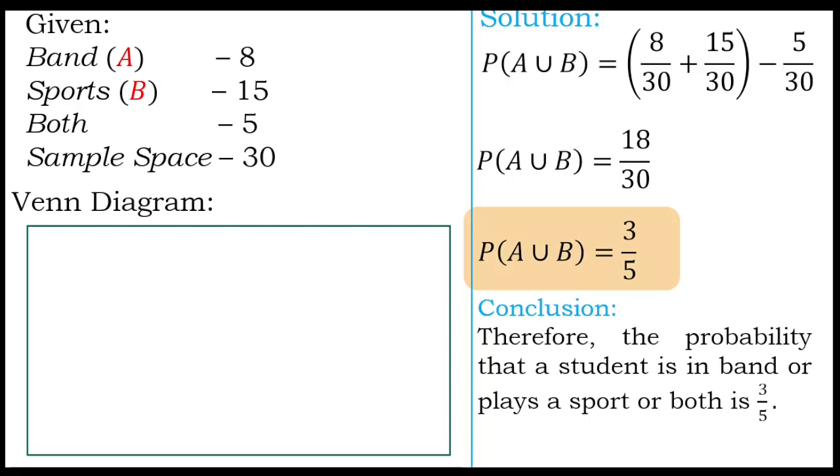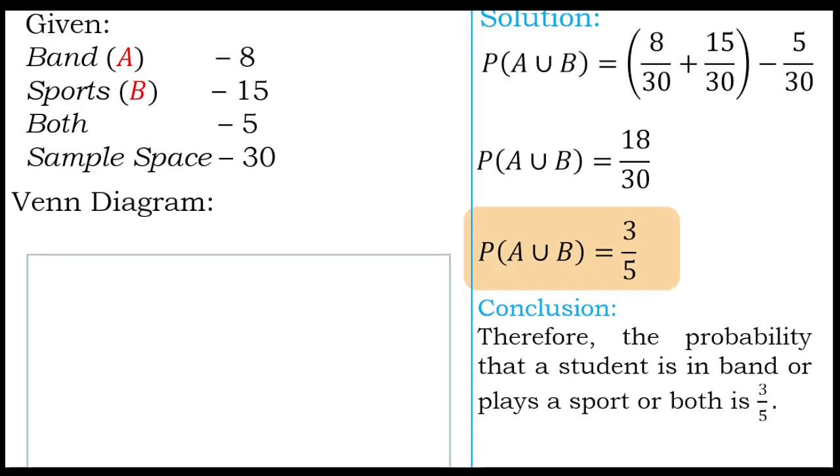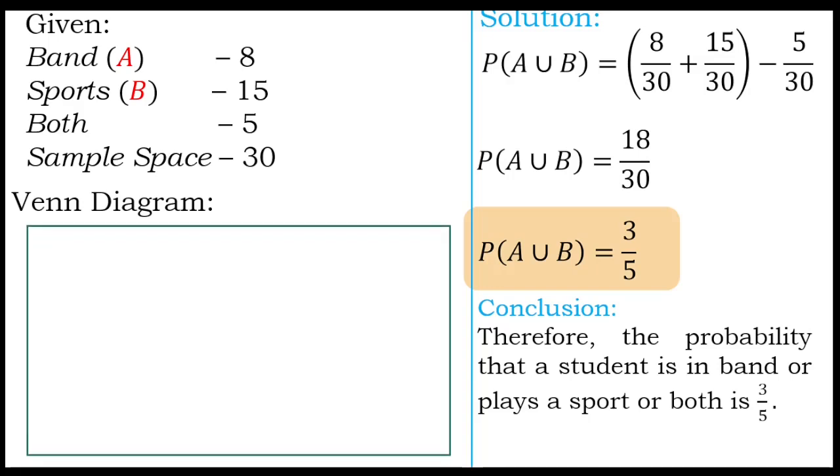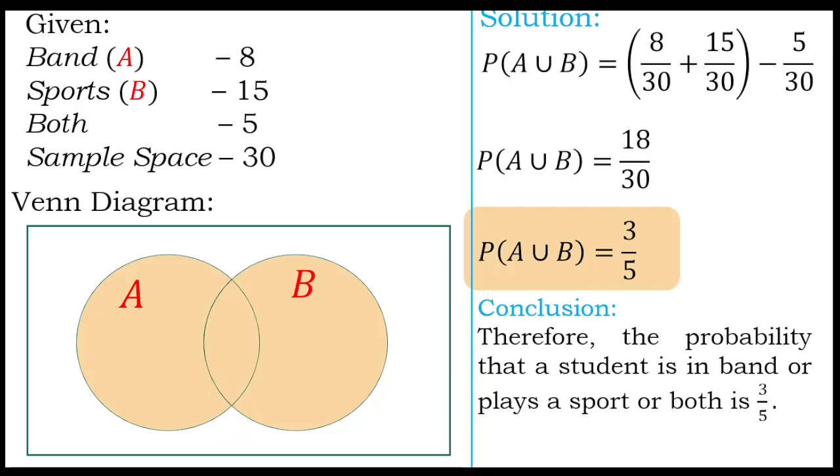Okay? Now, for us to illustrate those students, we will be starting our illustration using rectangle. Okay? The rectangle will show us the total number of the sample space. Now, next. Now, let's illustrate band and sports using circles. Okay? So, this is for band and this is for sports.